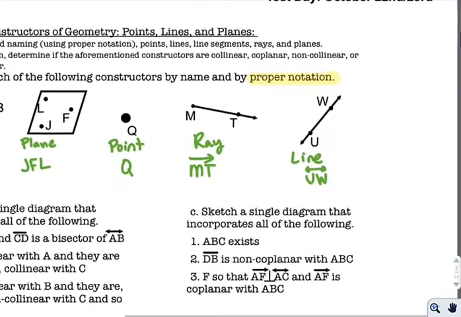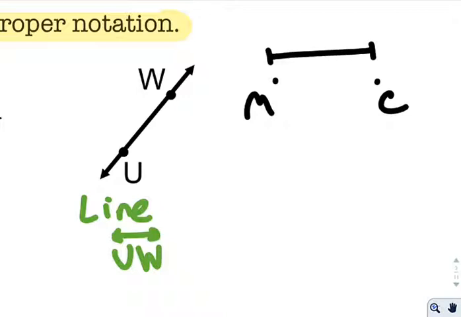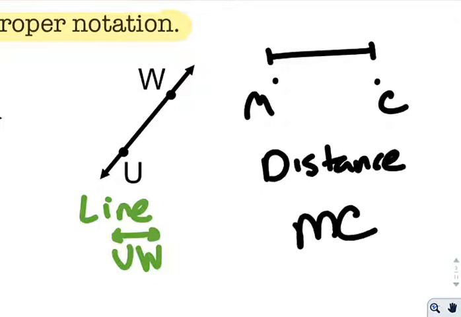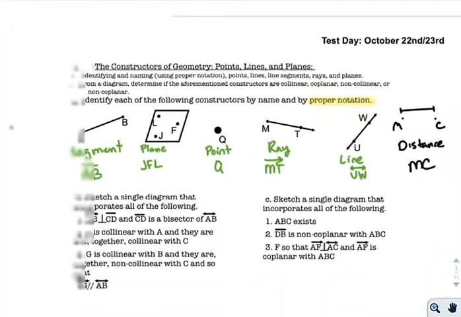Some other notation that you might want to be aware of would be something like for a distance. Like if I just give you 2 points, M and C, and I'm referring to the space in between. Remember, that's distance, and in this case, it would be distance MC. Okay? So just in case you might want to know for the test.